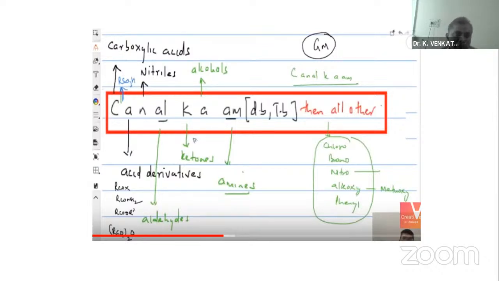We give the first preference to acid groups. Then acid derivatives, with the sulfonic acid in the middle. So this is very important for CANAL COMB. In case two functional groups are present, the preference is first acids, then acid derivatives, nitriles, aldehydes, ketones, alcohols, amines, double bond, triple bond, then all others. These are the rules based on polarity.